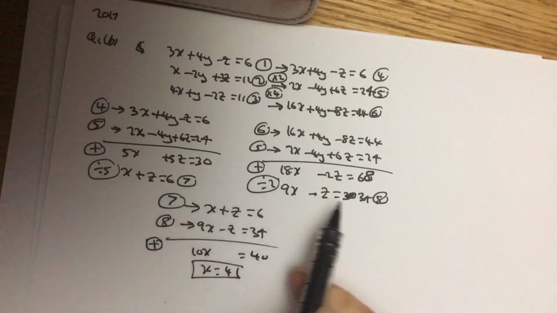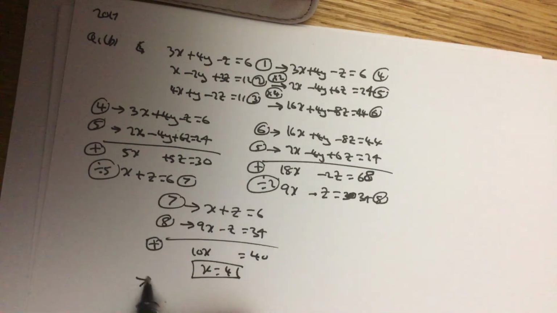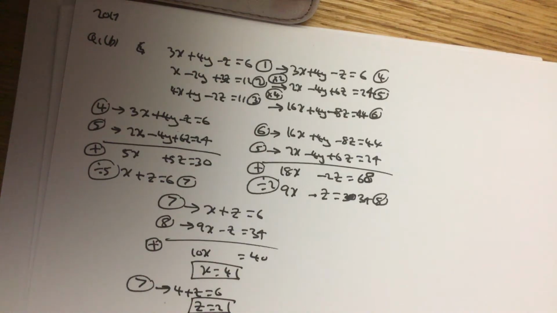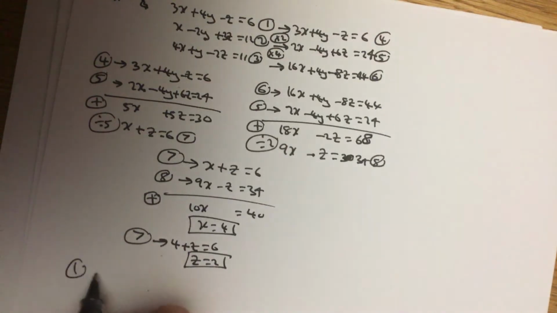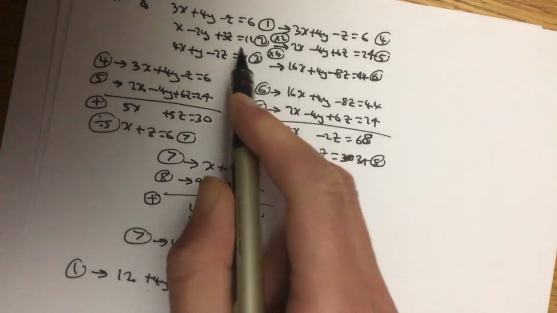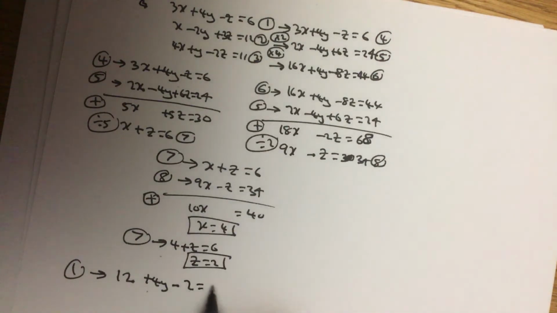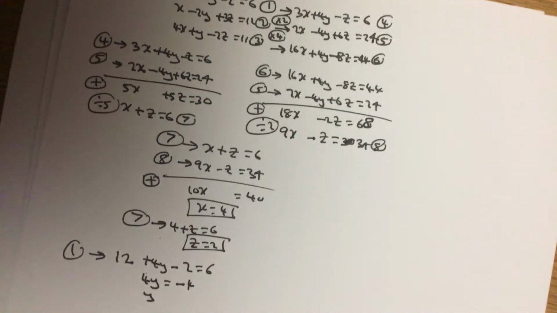Put that into one of these two variable equations, so I'll put it into equation 7. So 4 plus z equals 6, so z equals 2. And now what you're going to do is put them into one of the initial equations. So I'll put them back into equation 1. So I've got 3 times x, 3 times 4, add 4y minus z, so from up here, is 2. So tidying that up, 4y, that's 10, bring it over and take it away. So 6 take away 10 is minus 4, so you've got y equals minus 1.